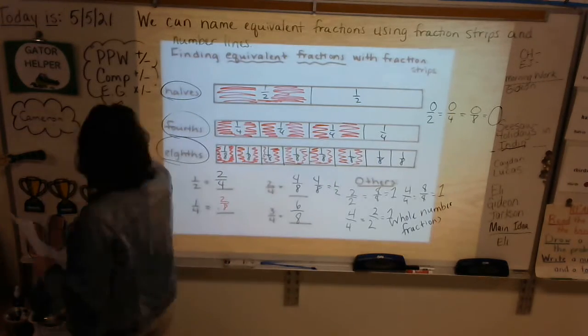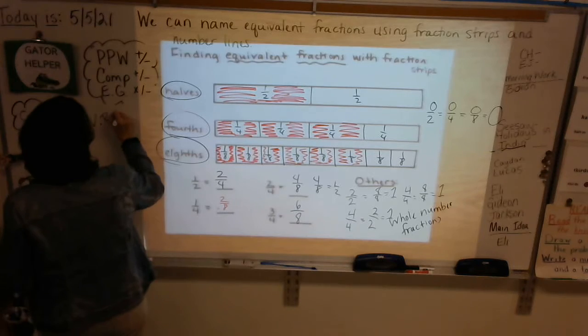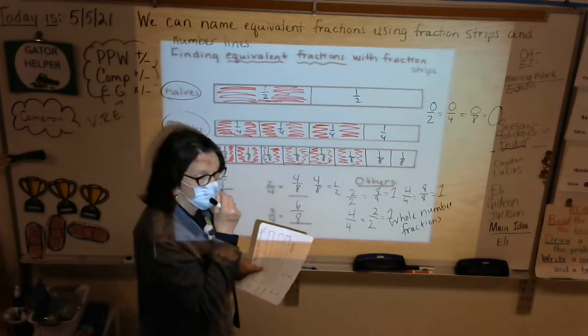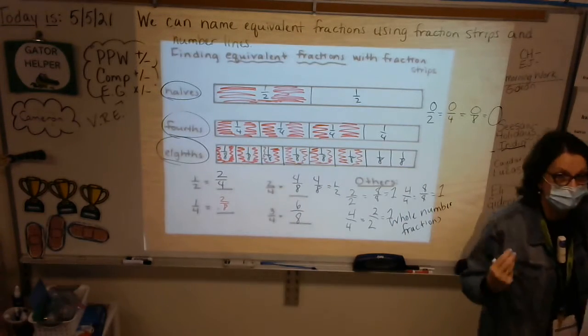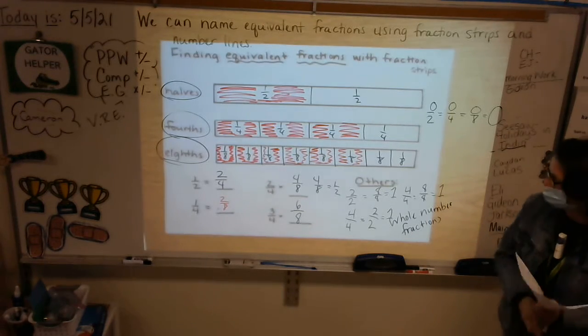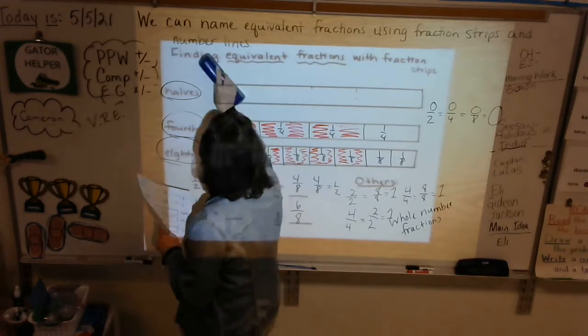That was awesome. Okay? All right, so equivalent fractions using fraction strips is pretty easy. I would probably never expect you to find equivalent fractions without a fraction strip or a number line. So let's try it again. Turn your paper over. We've got 2 new fraction strips. We've got thirds, and we've got sixths.